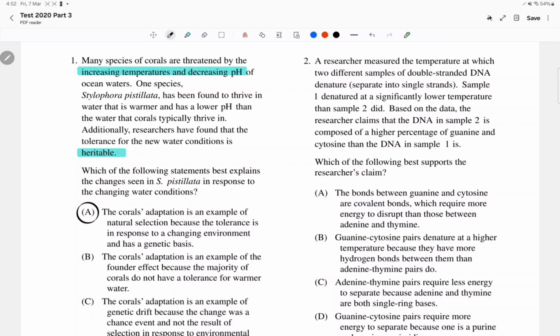at which two different samples of DNA will denature. That means what? They become single strands instead of double strands. Now, sample 1 denatured at a lower temperature than sample 2, right? And researchers claim that DNA sample 2 has more guanine and cytosine.